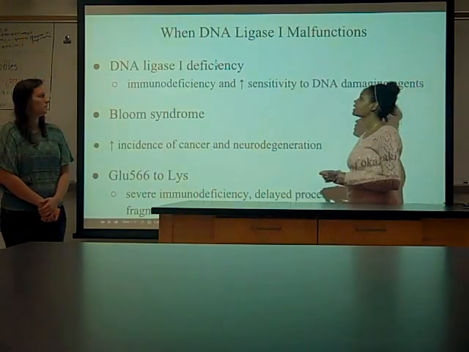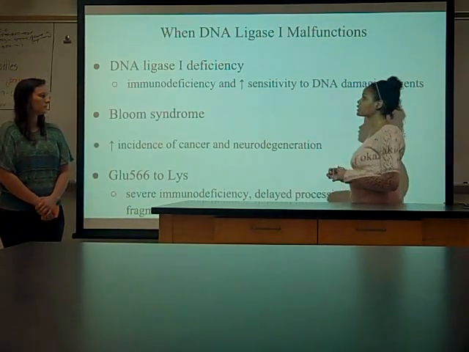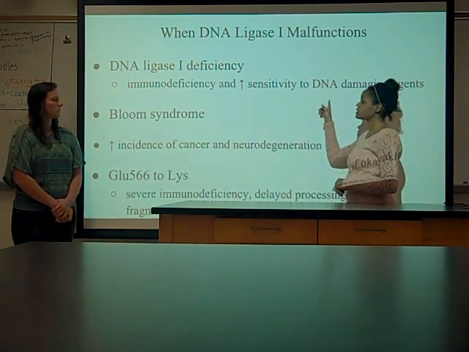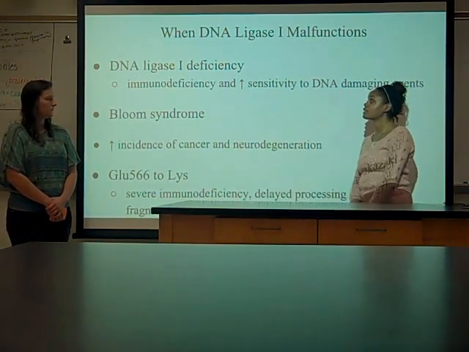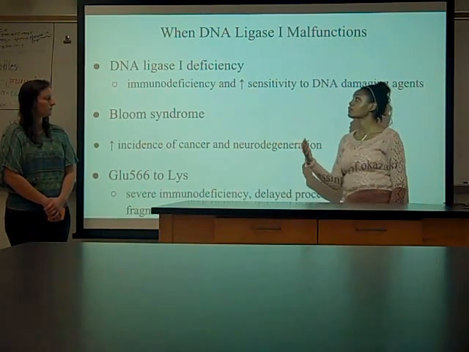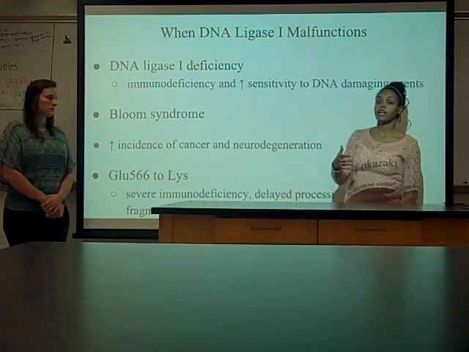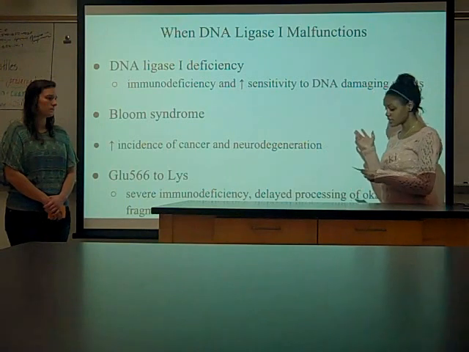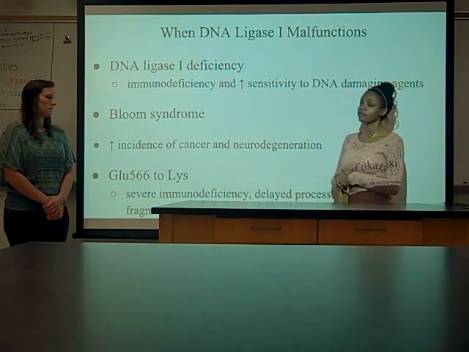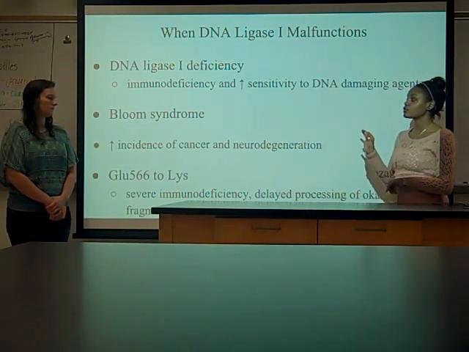So we talked about how DNA ligase I functions and its mechanism. Now what we're going to talk about is when DNA ligase I malfunctions. One deficiency syndrome that we found with DNA ligase I deficiency is that these individuals have immunodeficiency and an increase in sensitivity to DNA damaging agents such as UV radiation and X-rays. They have delayed growth and show poor proliferation of their lymphocytes, which ties back to the immunodeficiency. This deficiency is very rare.